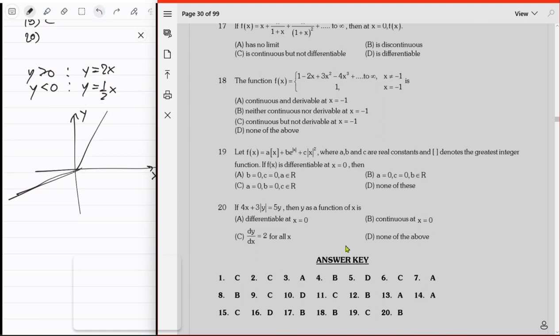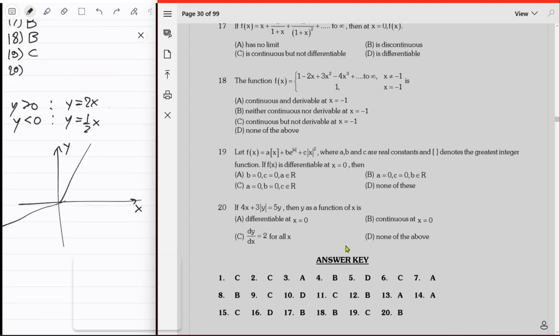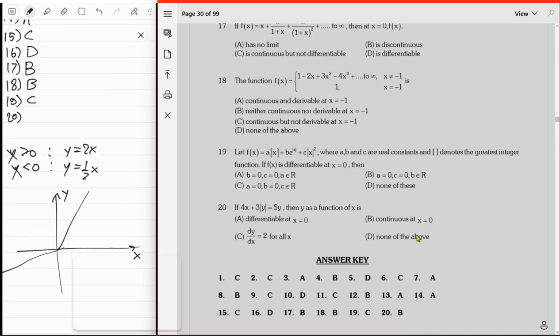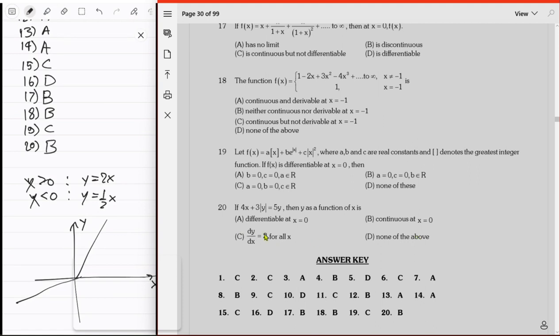So yeah, it works. And as you can see, x as a function of y is actually a bijection, which means we can also write y as a function of x, which is y equal to 2x, which happens when x is bigger than 0, and this happens when x is less than 0. That makes sense. Okay. So y is a function of x, is it differentiable at x equal to 0? No, it's not. Continuous? Yes, it is. So B is the thing. What is this, dy upon dx equal to 2 for all x? No. It's only 2 for positive x. Okay, that does it, I guess.